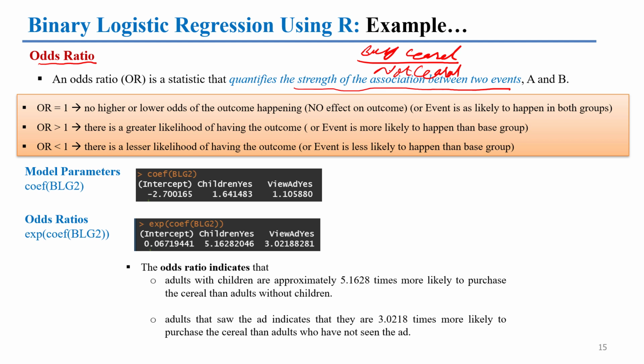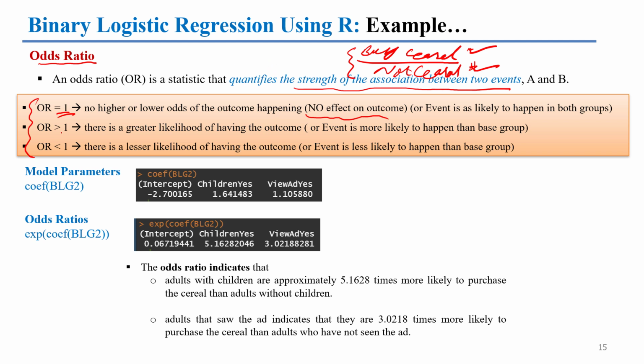So based on the odds ratio, we can check whether there are higher chances that the person is going to buy, or higher chances that the person is not going to buy. How can we decide that? With the help of this odds ratio. If the odds ratio is equal to 1, then there is an equal chance that the person is going to buy the cereal as well as not buy it, which means that particular factor or variable has no effect on the outcome.